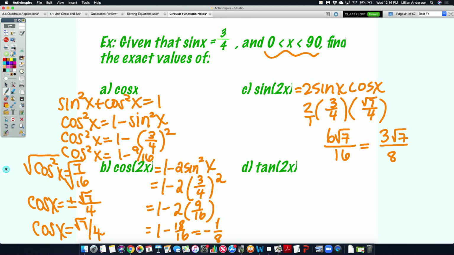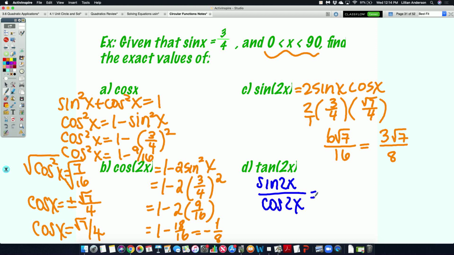All right. And lastly, tangent. Tangent 2x. There is an identity for the double angle of tangent. However, you don't need to know it for this class. But you do know that tangent is what over what? It's sine over cosine. So tangent 2x is the same thing as saying sine 2x all over cosine 2x.